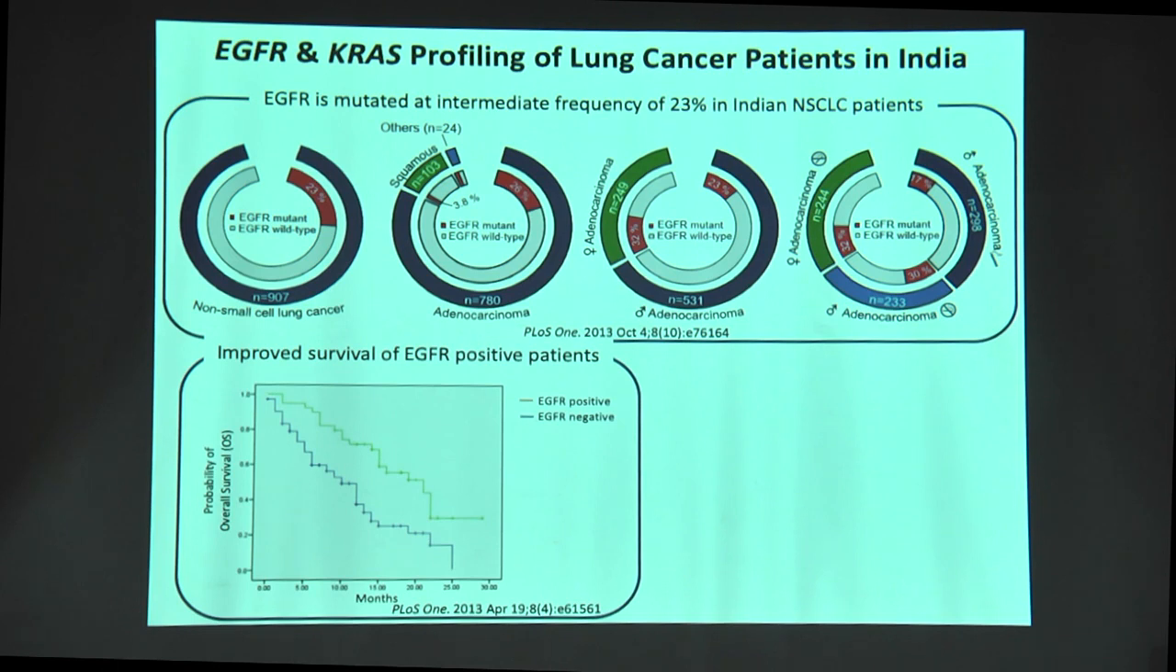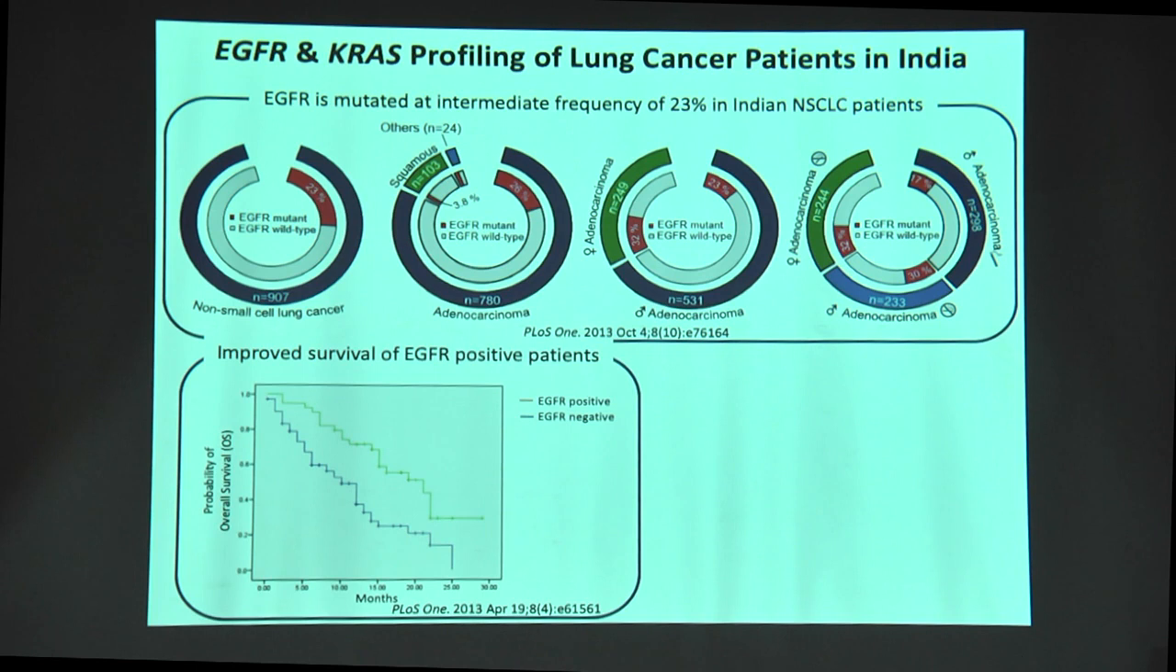So we took one of the first studies with 1,000 odd patients at Tata Memorial, and we could establish that EGFR mutations occur at an intermediate frequency between the Caucasian population and the East Asian population, at 23%, and since then it has been revalidated by several studies. Why it happens this way, we still really don't know. Whether it's an amalgamation of different populations, we really don't know.